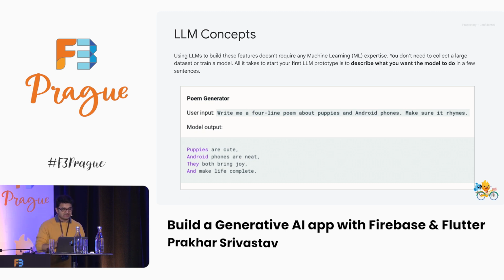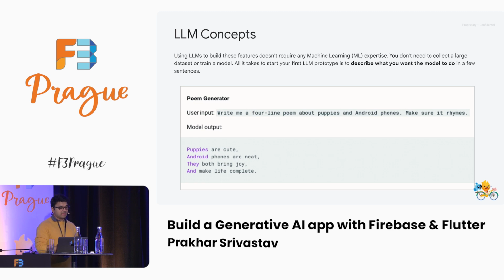At a high level, like I said, the LLM just takes one input. And one thing that makes LLMs really different from the past few years of machine learning improvements is that it doesn't require any ML expertise. You don't need to collect a large data set. You don't need to train a model. All it takes is you describe what you want to do, and it completes and gives you an answer, right? So it takes an input and gives you an output.